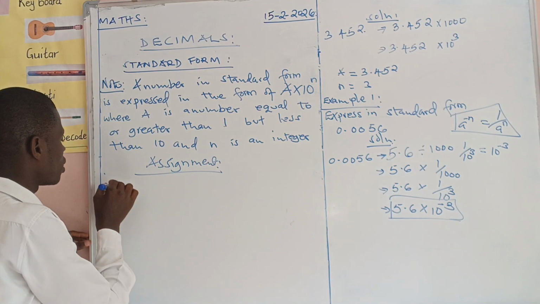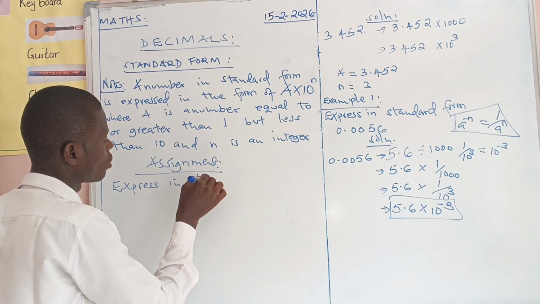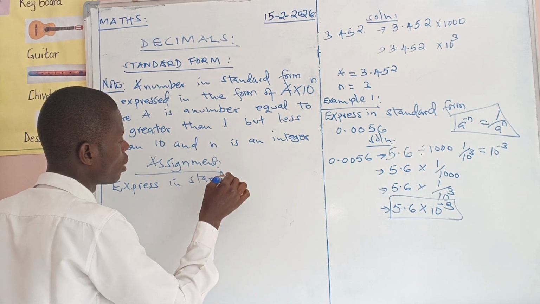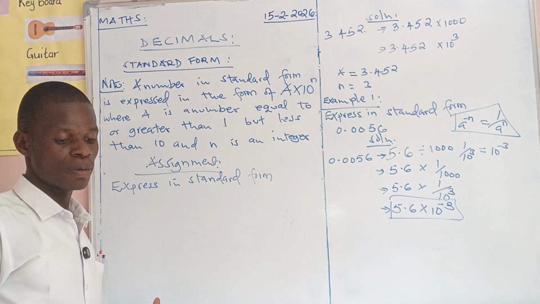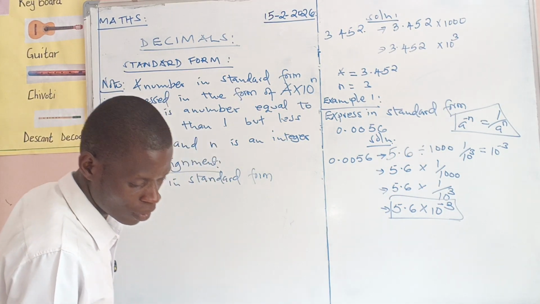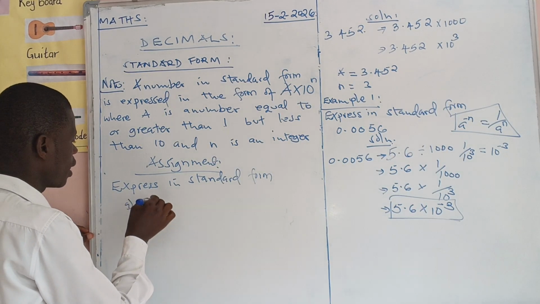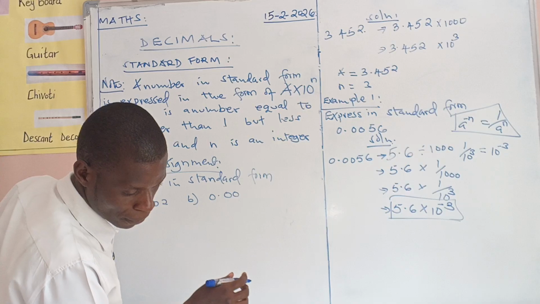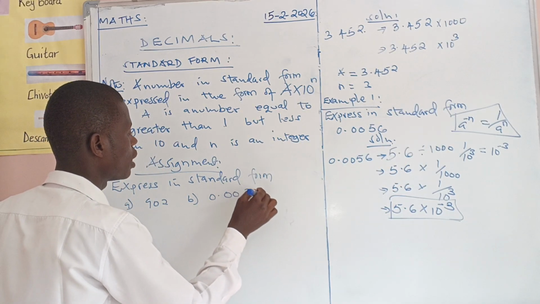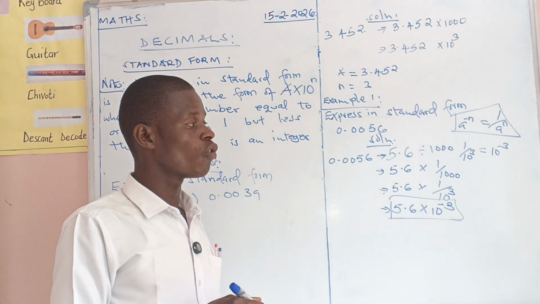So express these in standard form. What are we expressing in standard form? We have A, 902, and B, 0.0039. So express these two numbers in standard form as a way of practicing.